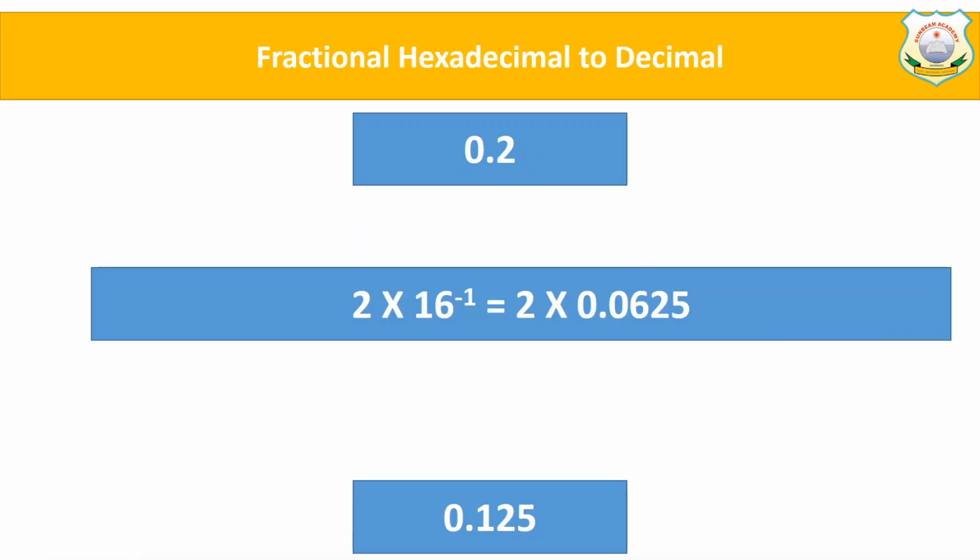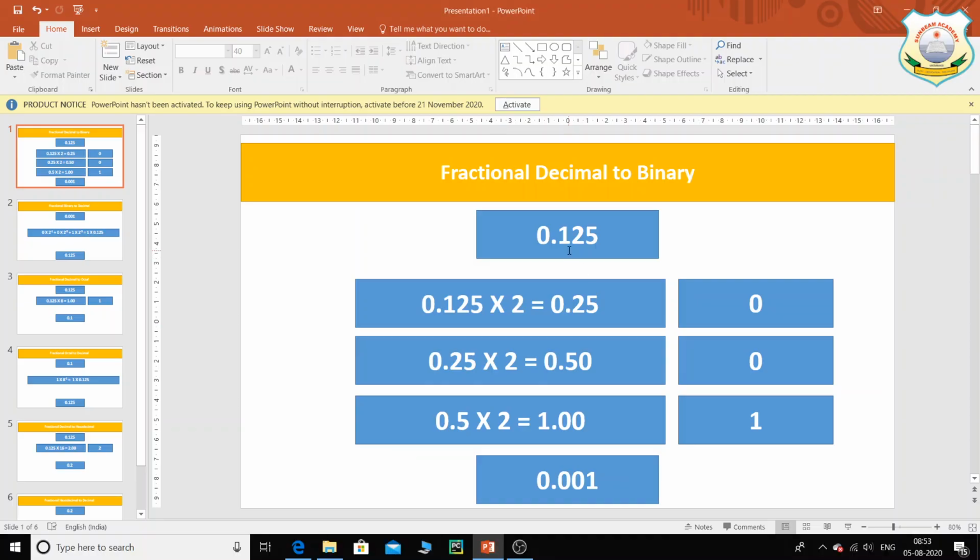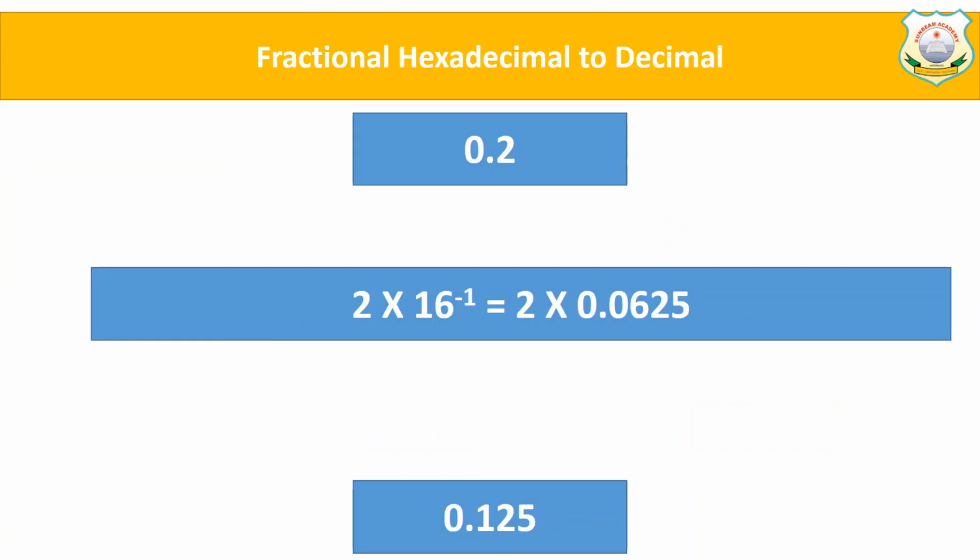Fine. And then the reverse way, 0.2, if I want to convert into decimal, then I'm going to take this 2 into 16 raised to minus 1. That is 2 into 0.0625. Let me do this calculation, just a minute. So 2 into 0.0625, and the answer that is going to come for that is 0.125.